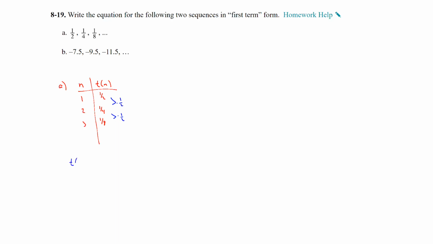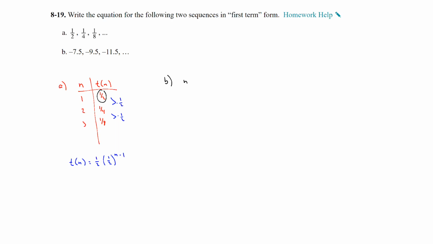So when we go to set up our form, t of n is equal to the first term, which is 1/2, times the multiplier, which is 1/2, to the n minus 1. And once again, remember the first term form, we're using the first term of the sequence, which in this case is 1/2. That's why we're using the n minus 1.